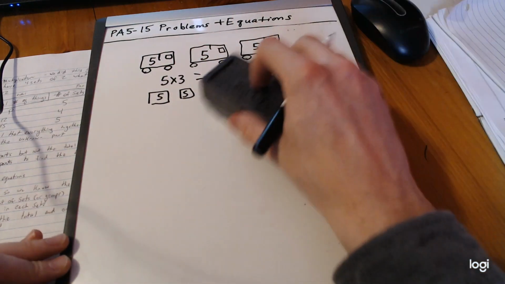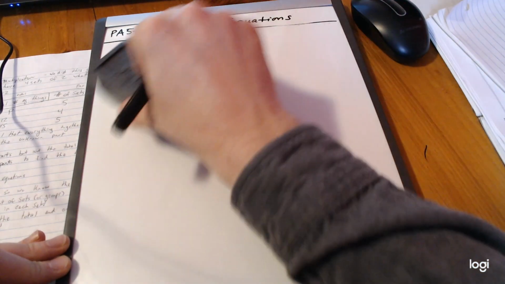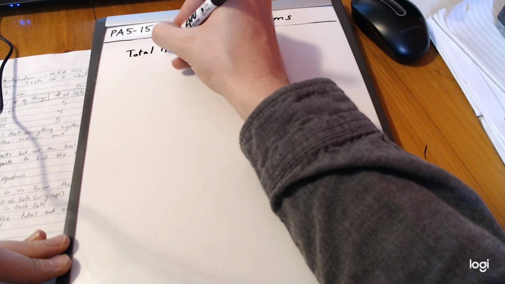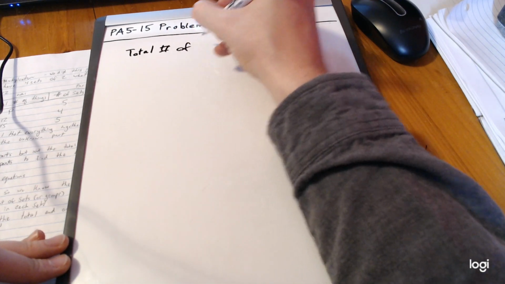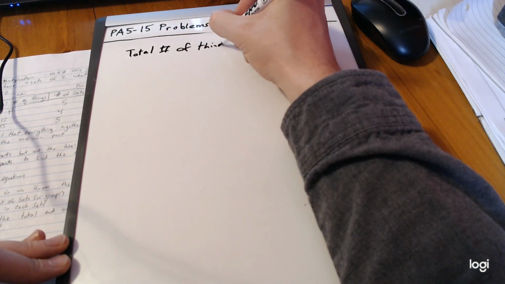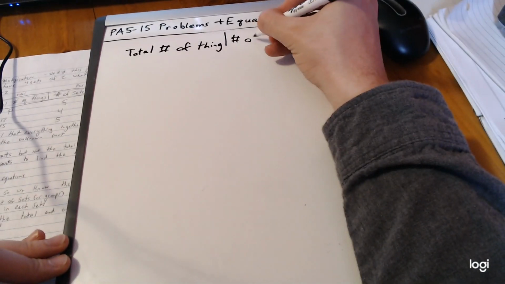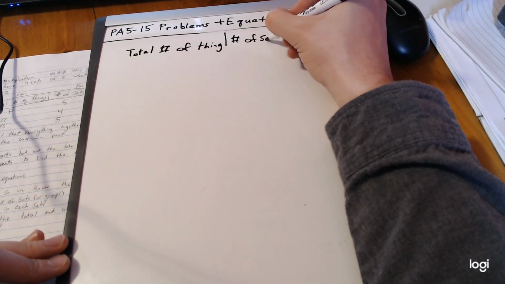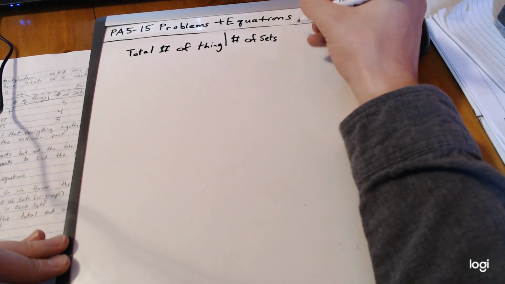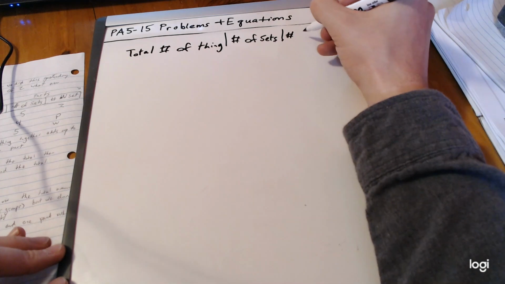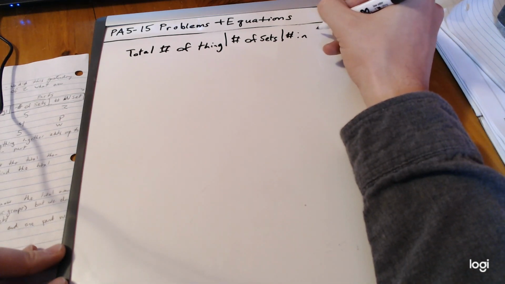Now, this part of the work looks at sets. So we have the total number of things, and then you have the number of sets. That would be the number of cars or boxes or however you want to look at that. And then we have the number in the sets. So if we had cars, that would be the 5 people in the cars.